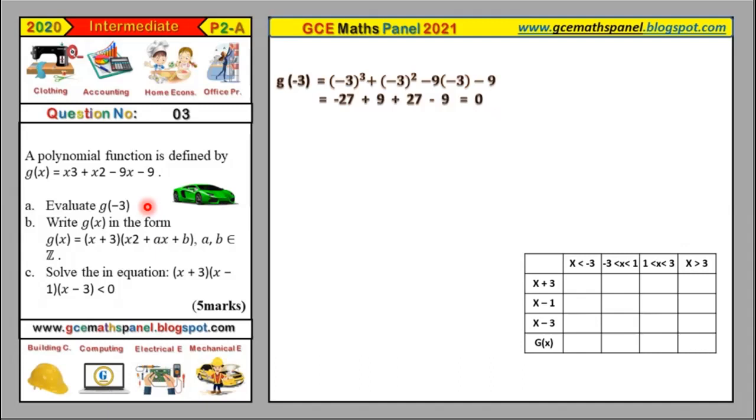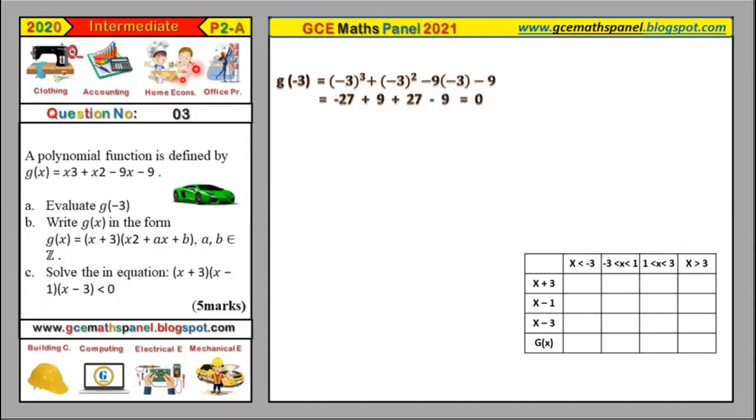And when this value is equal to 0, what does this tell us? This tells us that x equals minus 3 is a root of this polynomial. It equally tells us that x plus 3, not minus 3, x plus 3 is a factor of this polynomial. So that's g of minus 3 giving us 0. And the b part says if you write g of x in the form x plus 3 into x squared plus ax plus b. As you can see, x plus 3 is the factor as we just mentioned.